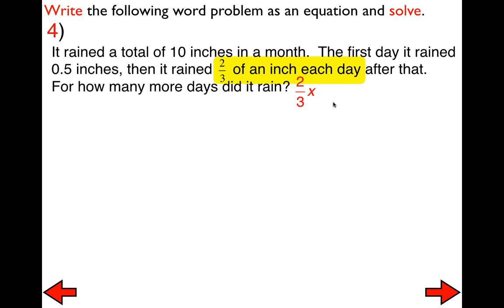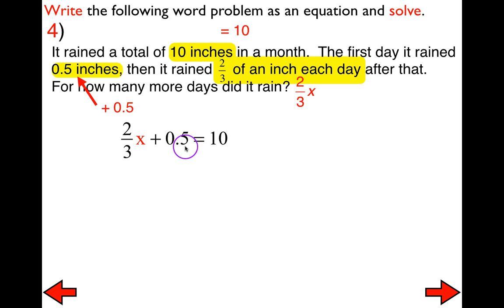Now, what is my constant? What is going to be added or subtracted to this to make up the total? Well, I'm going to say it's the 5/10 inches. And since we're trying to figure out how much rain altogether, I'm going to go ahead and add that. Now, last but not least, since our total is 10 inches, it should equal 10. Now that I have the 3 pieces of my equation, I'm going to piece it together and solve. I'm going to go ahead and get rid of my constant first.